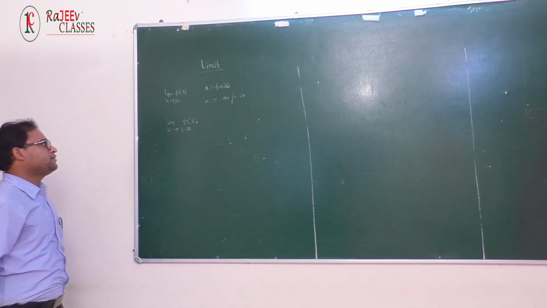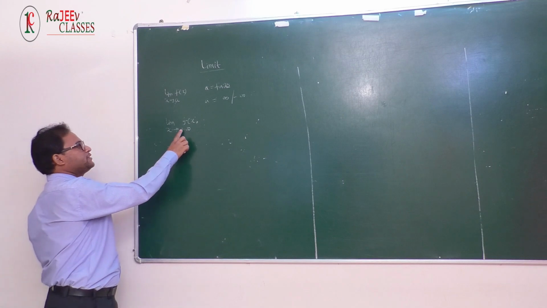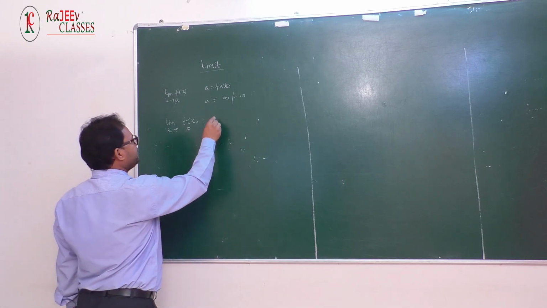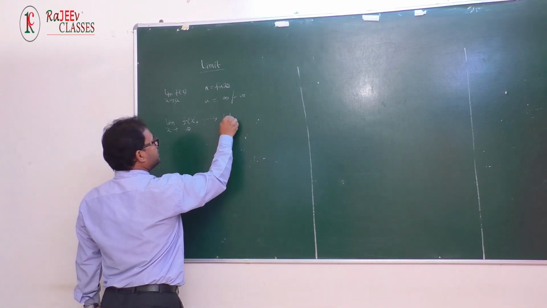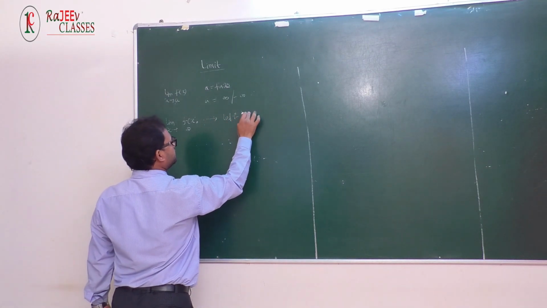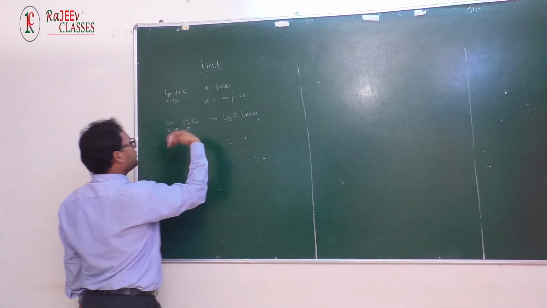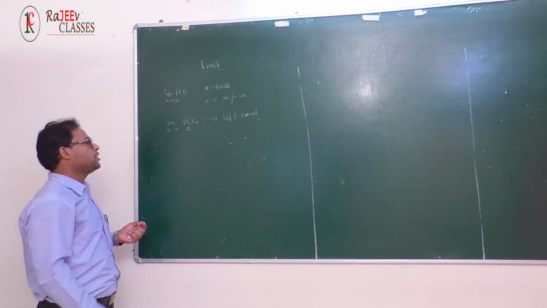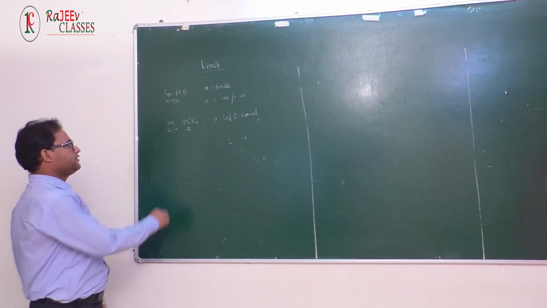Now, what does it mean? Limit x tends to plus infinity. We can say that for the function we take only the left hand limit, we only consider the left hand limit, because we can't go beyond infinity. So we only take the left hand limit of this function f(x) when x assumes a very large positive number.